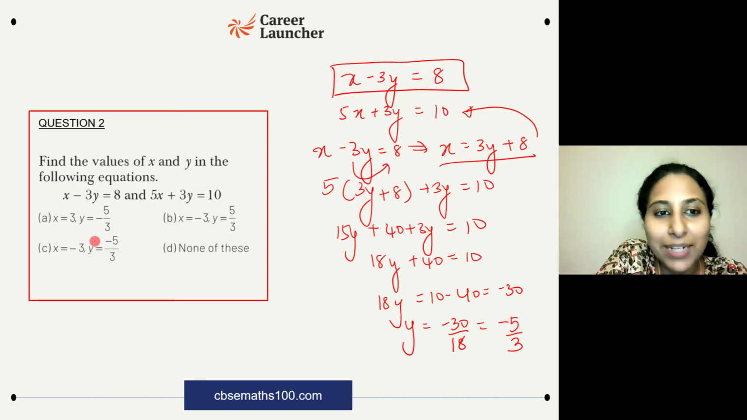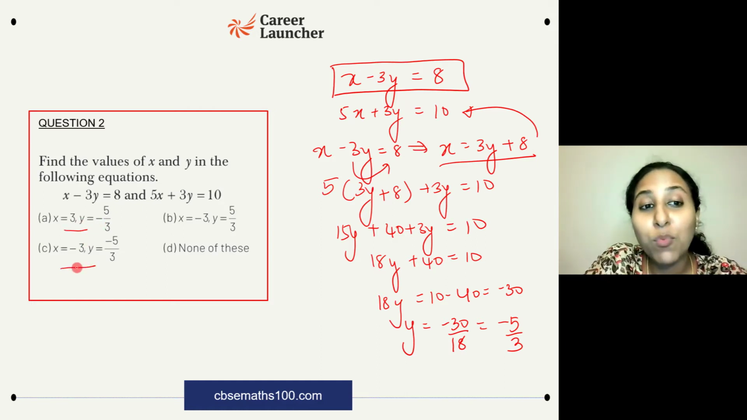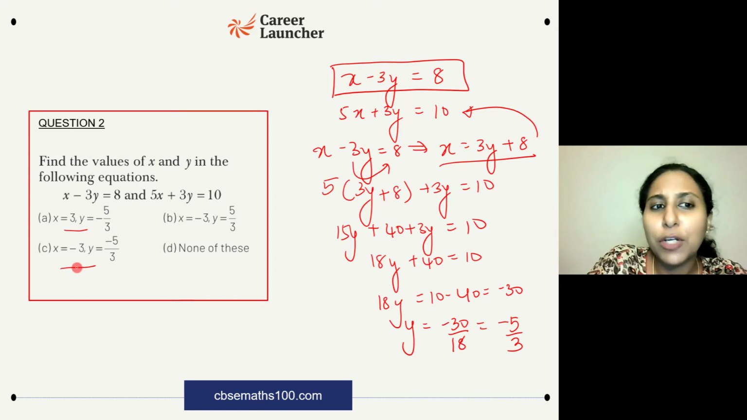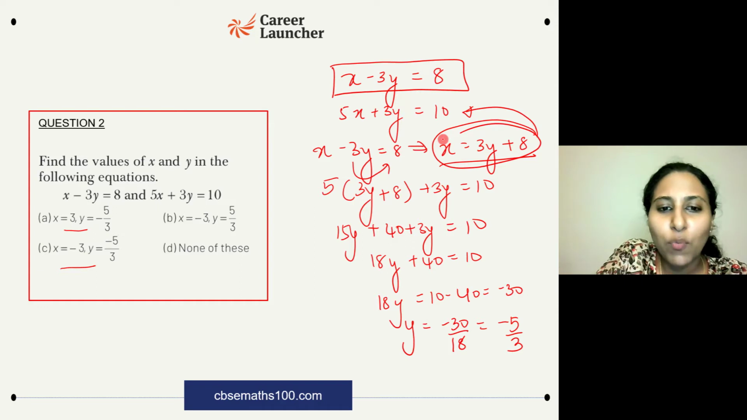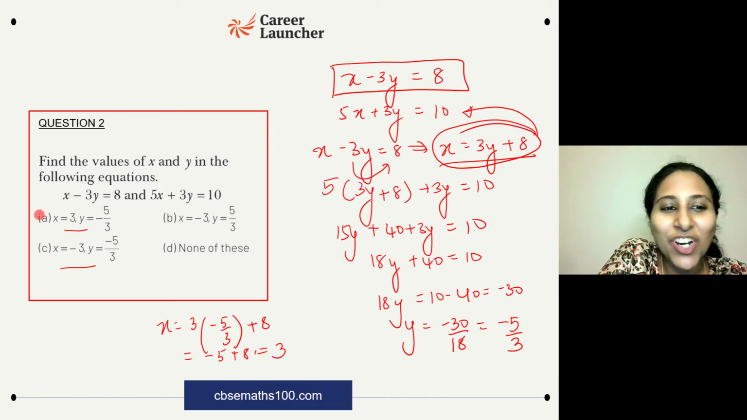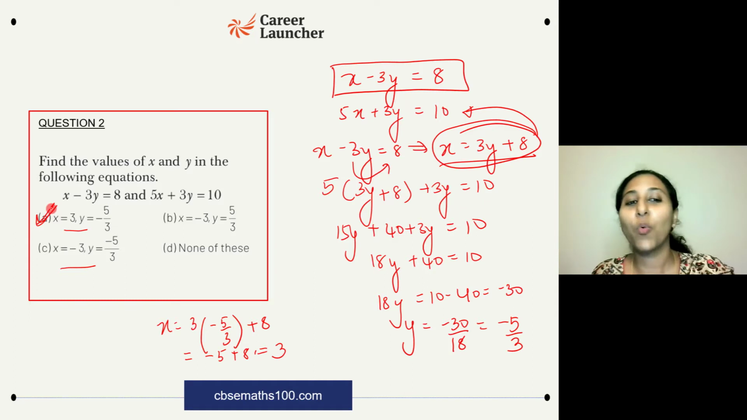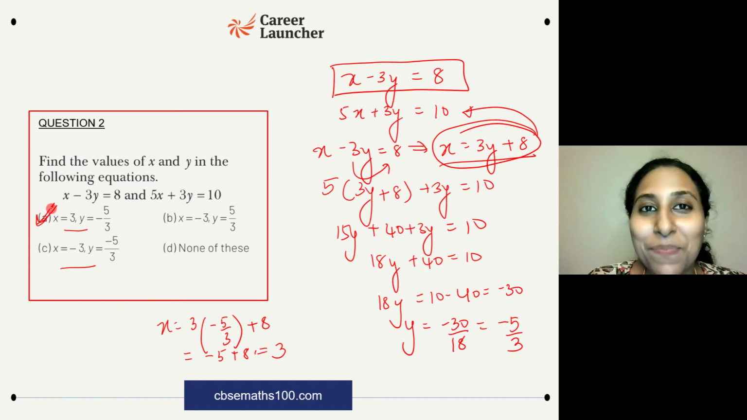Look for the option where y is equal to minus 5 by 3. You're having both options A and C where y is minus 5 by 3. You need to find the value of x. What is x? x is 3y plus 8. When we use this, we get x equals 3 into minus 5 by 3 plus 8, which is the same as minus 5 plus 8 or equal to 3. So the answer choice over here is x equals 3, y equals minus 5 by 3. That's the correct answer option.